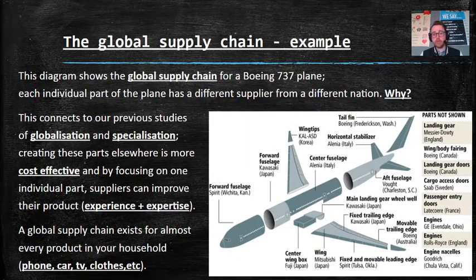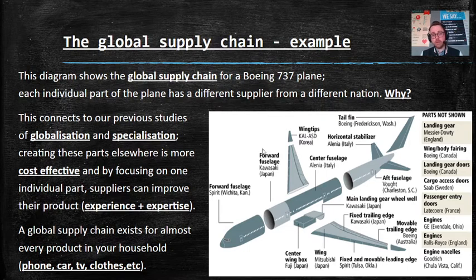So this diagram I thought was pretty cool, and it shows the global supply chain for a Boeing 737. So it's a big old plane, basically. And you can see that with each individual part of the plane, it's coming from a different supplier, so a different company, and it's coming from a different nation.